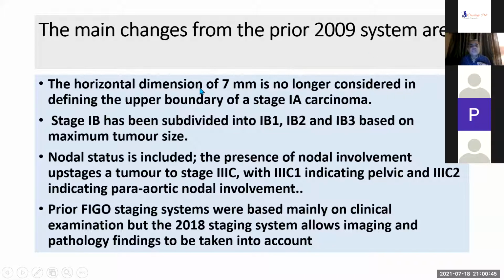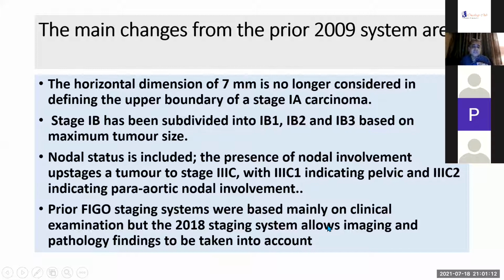So the horizontal dimension of 7mm is no longer considered defining the upper boundary of stage 1A carcinomas. Stage 1B has been subdivided into B1, B2, and B3 based on the tumor size. The nodal status is included in the FIGO staging, and stage 3C means that the nodes are involved. 3C1 means that the pelvic nodes are involved, and paraaortic is 3C2.